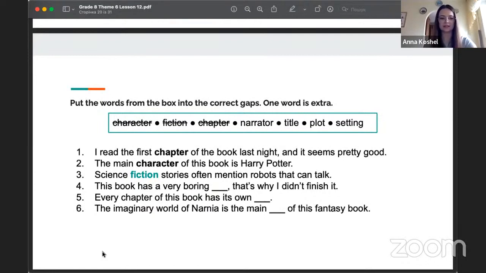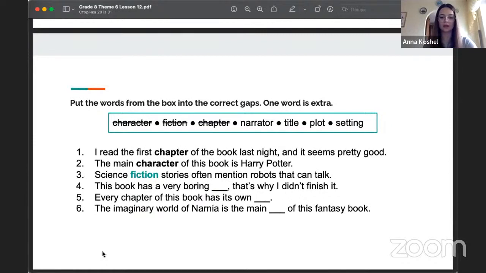Let's take a look at this sentence. This book has a very boring something. That's why I didn't finish it. So, what can the book have that may be very boring? Що може бути такого нудного в книжці, що людина її не закінчила навіть читати? Was it narrator? Was it boring title?